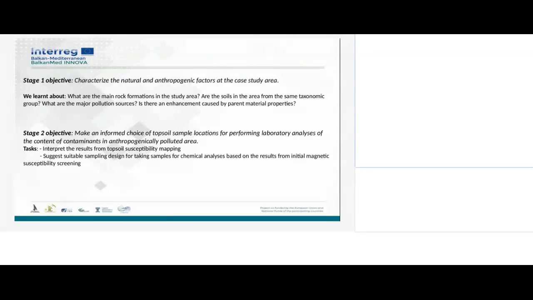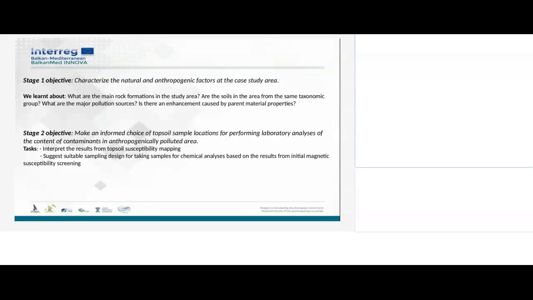So up to now, we had accomplished the stage 1 objective, which is to characterize the natural and anthropogenic factors at the case study area. And we had learned what the main rock formations in the study area are, what the soil types in the study area are, and what the main sources of anthropogenic pollution are.